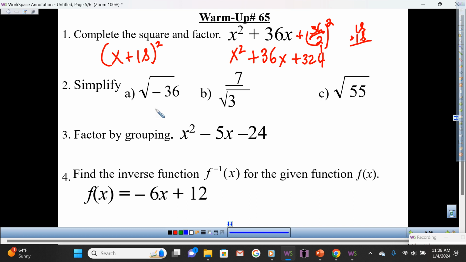2a. This is 6i. 2b. Share with your neighbor, and Jaden's going to pass it to someone. What'd you get for 2b? Jay, pass someone. 7 square root of 3 over 3. Hands up, have you got that? Looks about right. Let's go to number 2c.